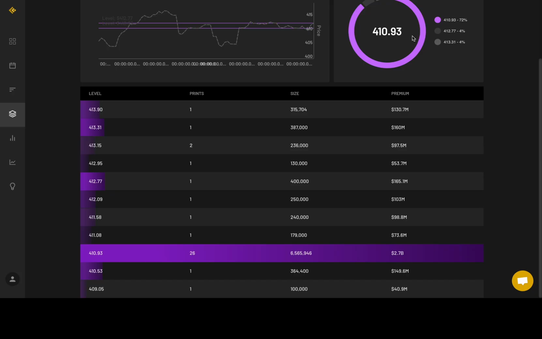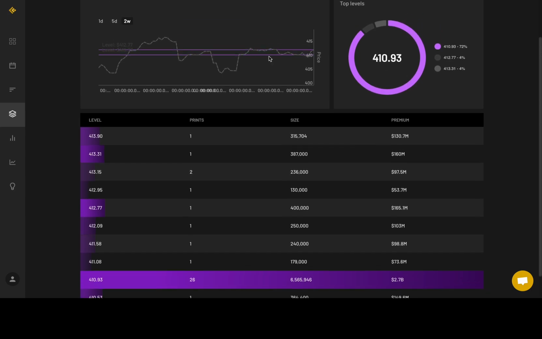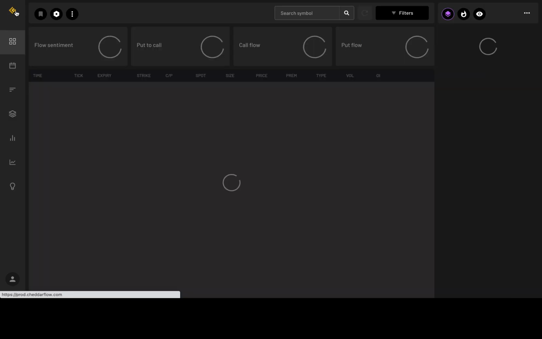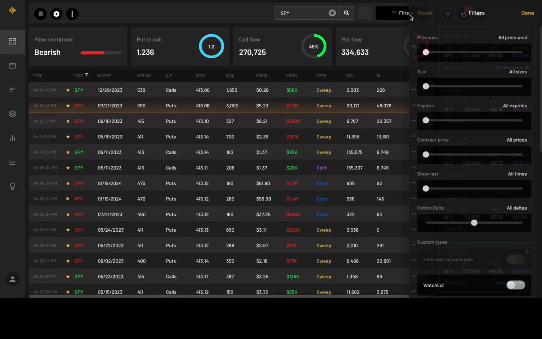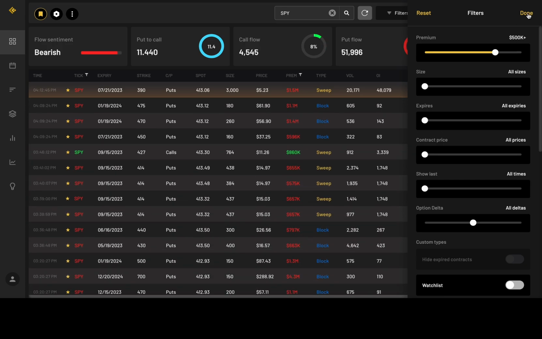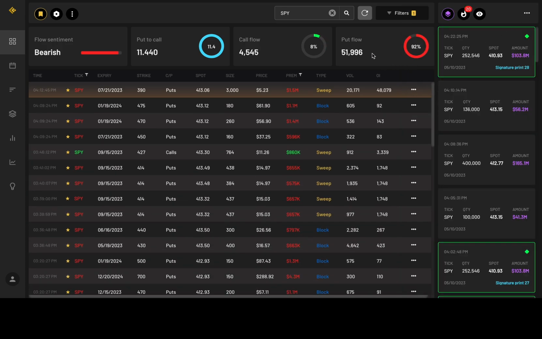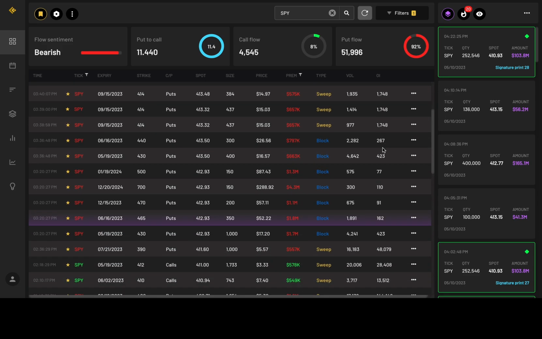Okay. And here is the dark pool. All right. We had 2.7 billion in premium around that 410.93. Good sign that we're seeing this much activity, institutions are participating. So they're expecting more volatility, which is great for us. But yeah, most activity we got today was around that 410.93 level. Let me go to the option flow, filter it for 500K premiums or above because I want to see the big money plays. All right, a lot more activity today, but 92% in the puts.